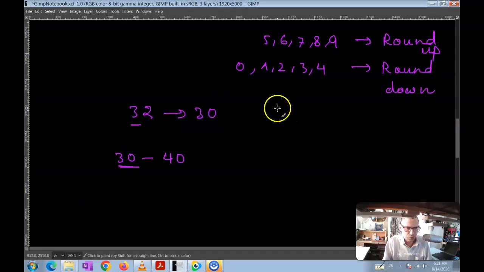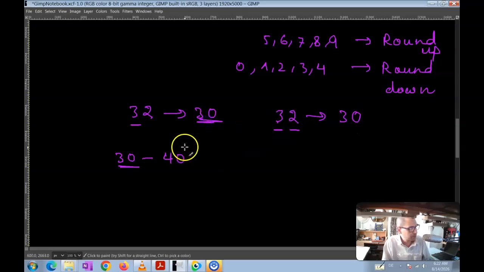Alternatively, you could consider the same number 32 and round to the nearest tens. You would take a look at the digit to the right-hand side, which is a 2. Since in the case of a 2 you would round down, you would write the 3 as it is. Rounding down means that the digit to the left is not incremented; it remains as it is. And then this 2 becomes a 0. So the number becomes 30, the same number that we got over here.